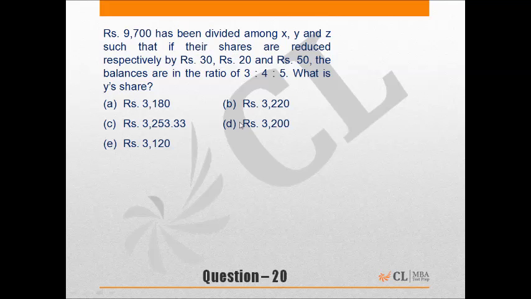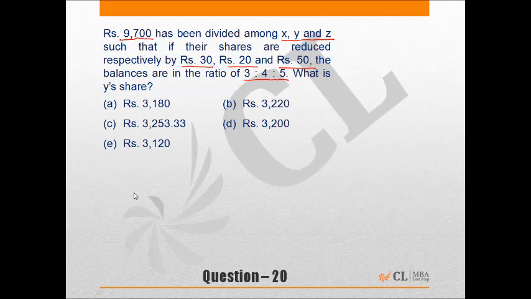Question 20. Rupees 9,700 has been divided among X, Y and Z such that if their shares are reduced by rupees 30, 20 and 50, the balance are in the ratio of 3:4:5. Great, let's write down what we are supposed to do.